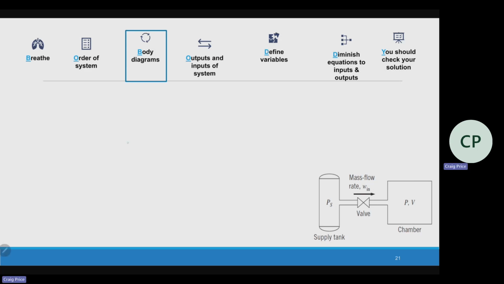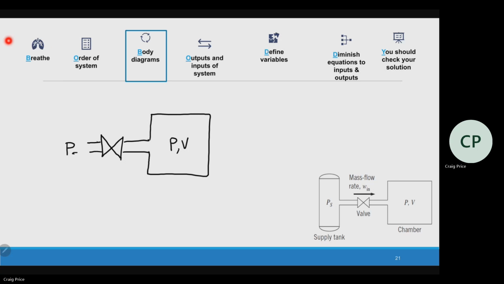So, I can create my volume. This is the pressure inside the volume. Here's my valve. Again, this is what we use to show a resistor. So I've got a supply pressure going across the valve. And this is giving me my W in, or mass flow rate in, m dot.